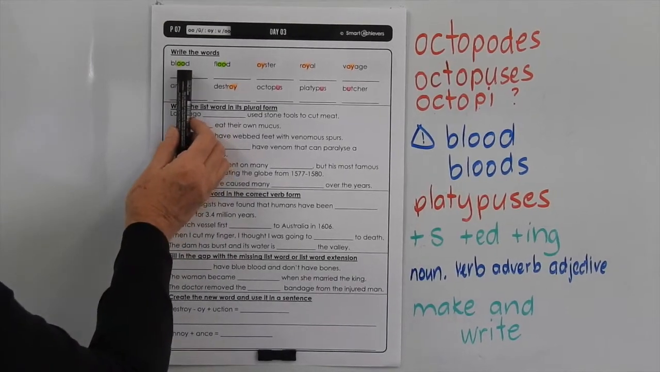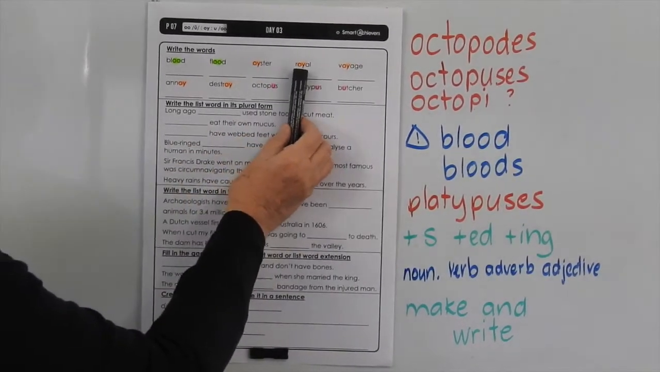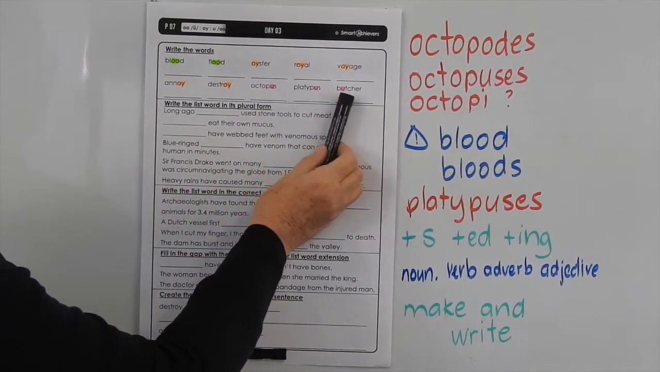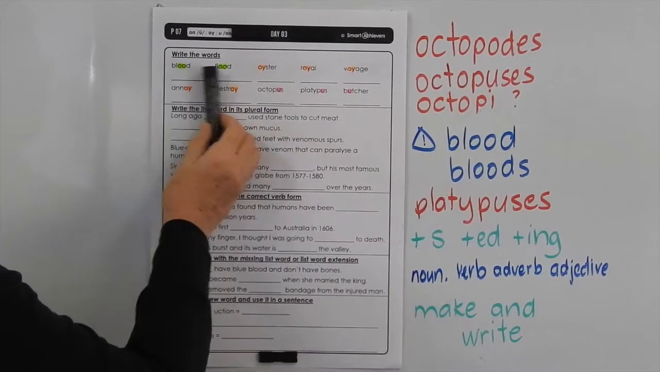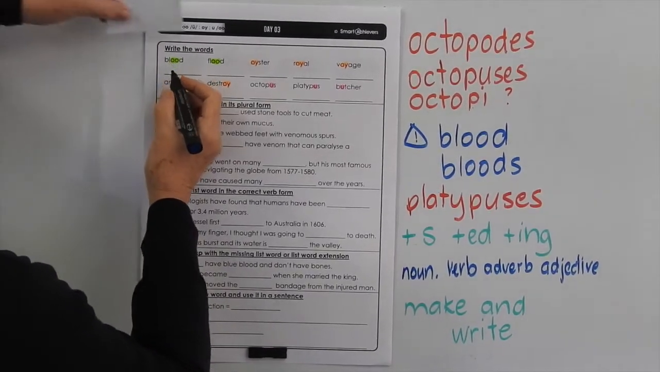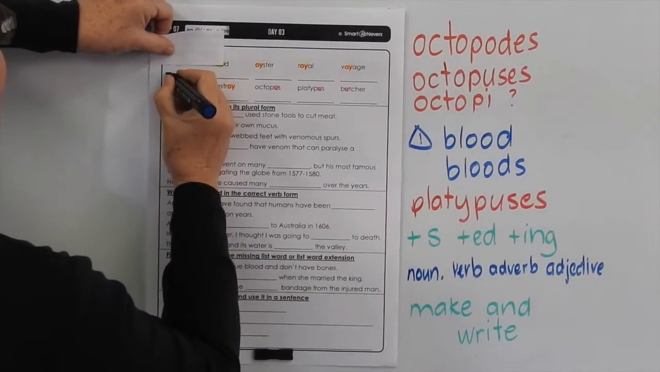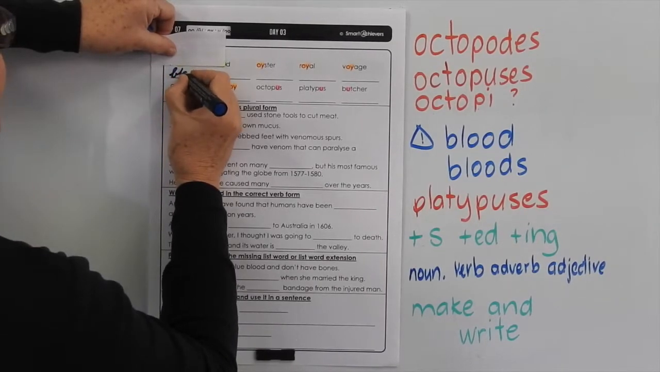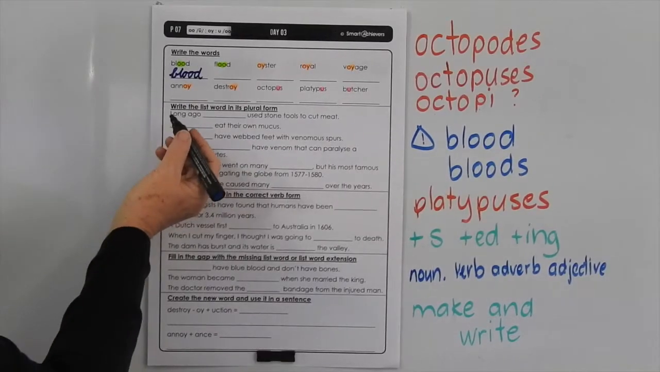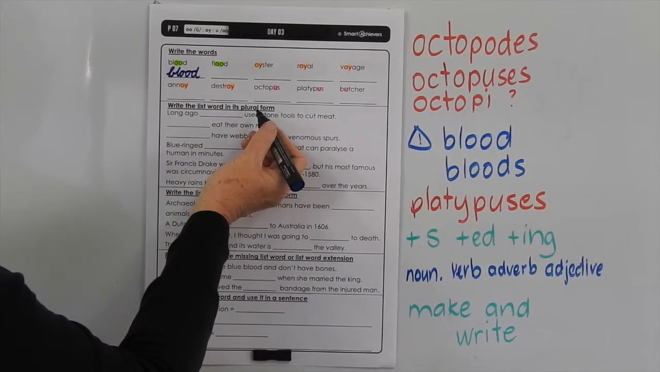Our words today are blood, flood, oyster, royal, voyage, annoy, destroy, octopus, platypus and butcher. So first of all you have to go through and read the word, sound, spell and cover and write it, and then go back and check that you've spelt them correctly. Then we're going on to write the list word in its plural form.